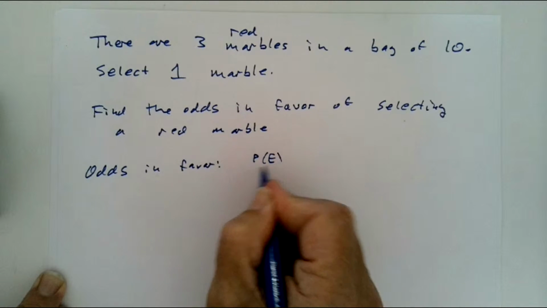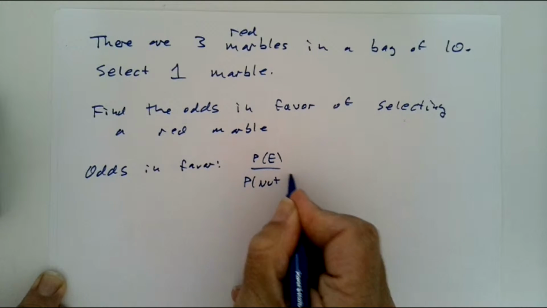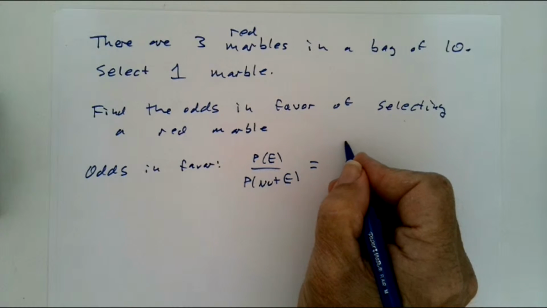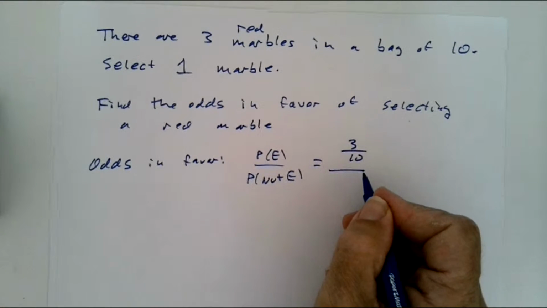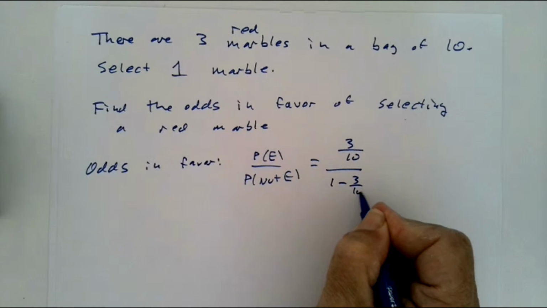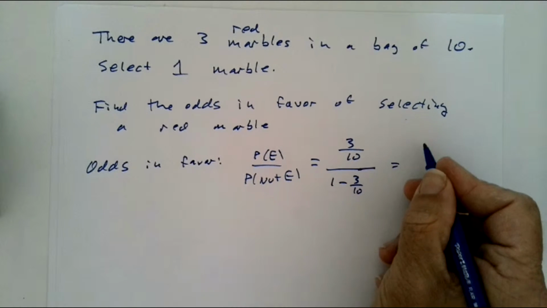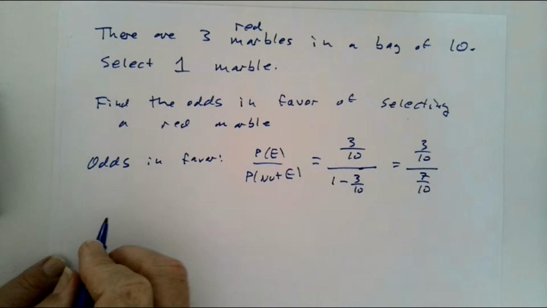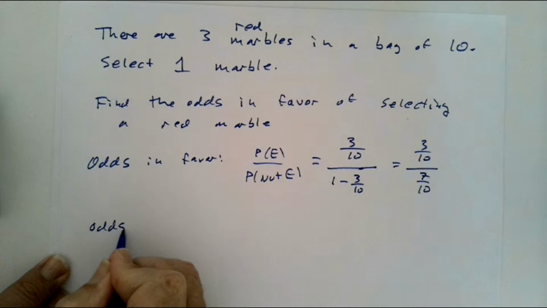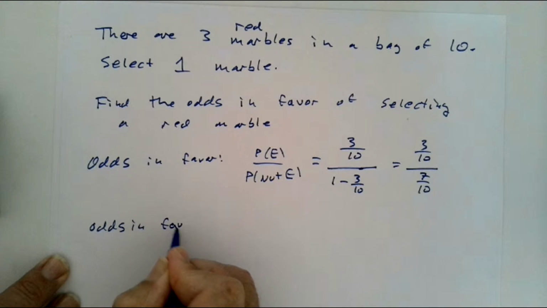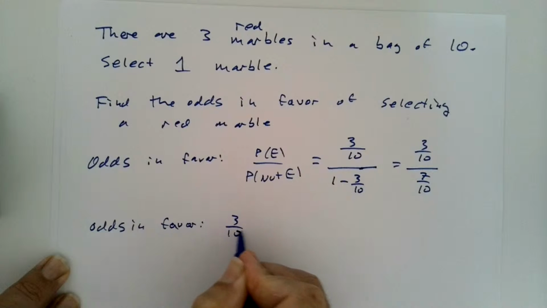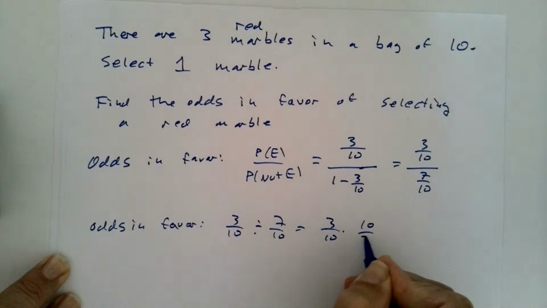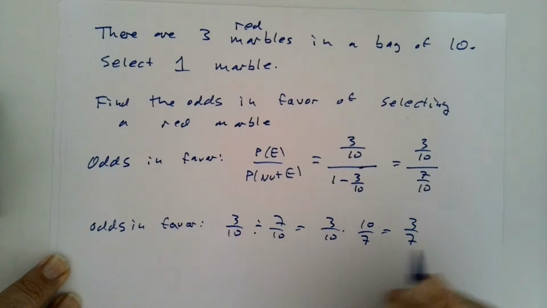Probability of E divided by probability of not E. There are 3 red marbles in a bag of 10, so my chances of choosing a red marble are 3 in 10. Not choosing a red marble is 1 minus 3 out of 10, again the complement rule. So we get 3 out of 10 divided by 7 out of 10. What are our odds in favor going to be? 3 out of 10 times 10 over 7 is 3 to 7.